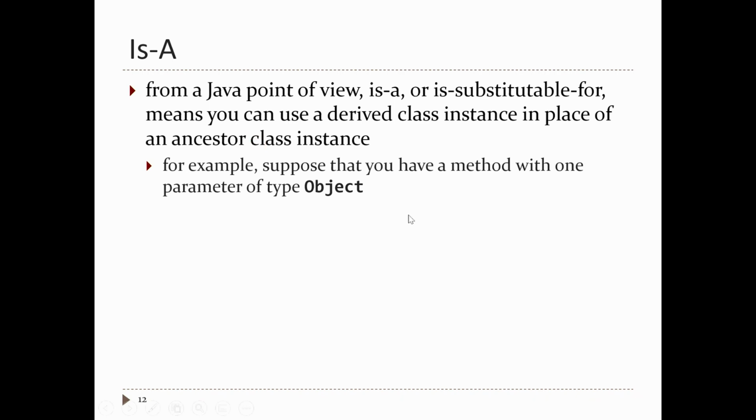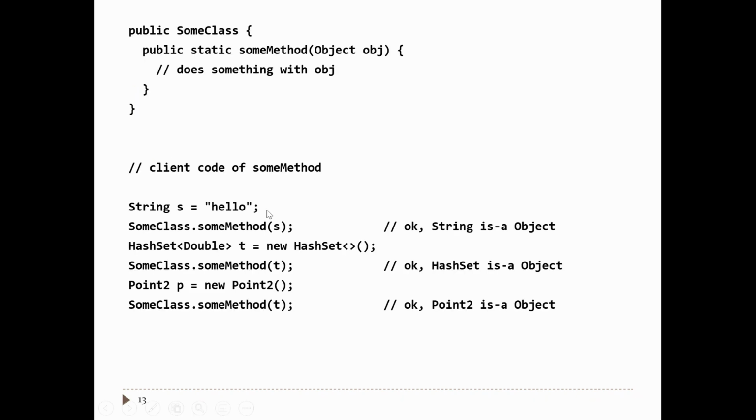So for example, if you have a method with one parameter of type Object. Here I've got a static method called someMethod. Its parameter is of type big O Object. Now what does this mean? Remember, Object is the root, or the uppermost class, in Java's class hierarchy. So that means you can pass any object to this method. Not just any big O Object, but literally any object.